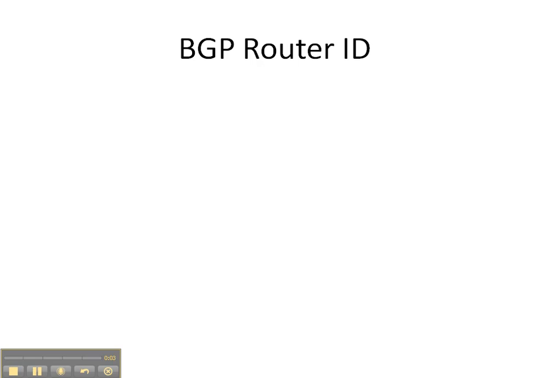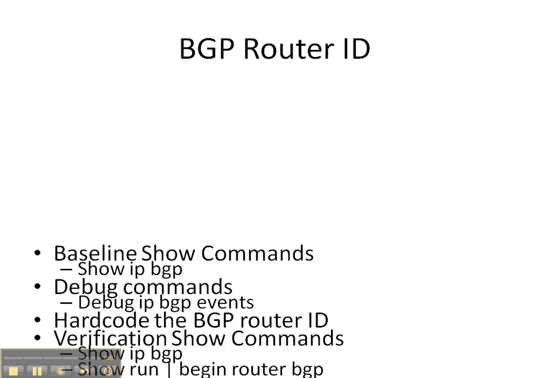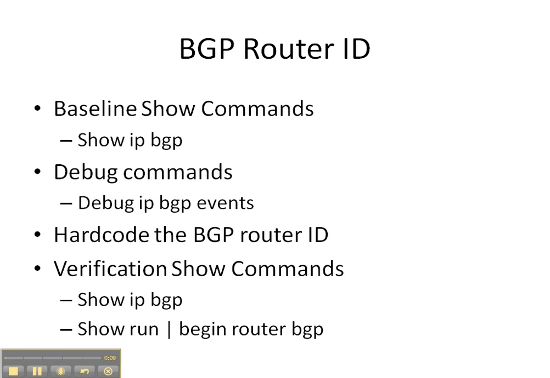All right, in this video cheat sheet, we're going to be configuring a BGP router ID on router 1. First, we're going to start off with a baseline show command of show IP BGP to see what kind of output we get at this stage of our video cheat sheets. And then we're going to enable the debug command debug IP BGP events so that we can see what process the router goes through once we hard code the BGP router ID. And then we're going to finish up with some verification show commands.